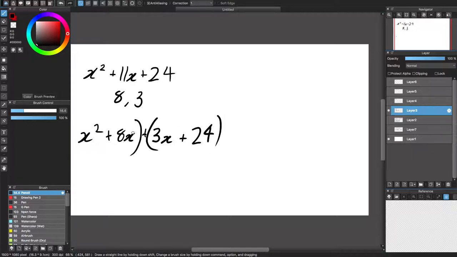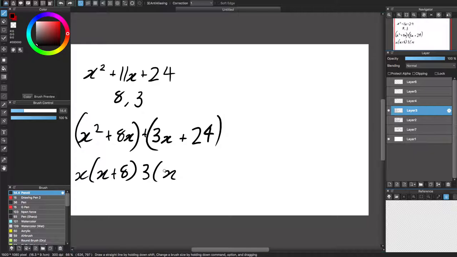Brackets. This is how I normally do it on pen and paper. And I'll take out the highest common factors. Remember, there's actually a plus here too. And then now we just factorize it again. Take out the highest common factor. Superb.